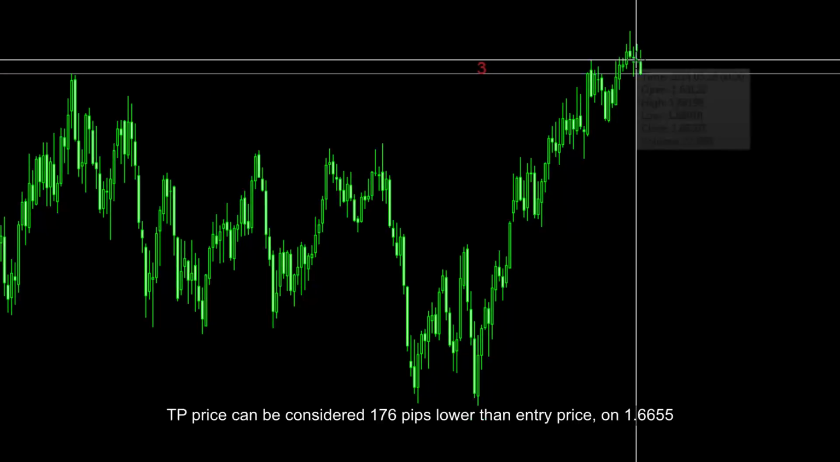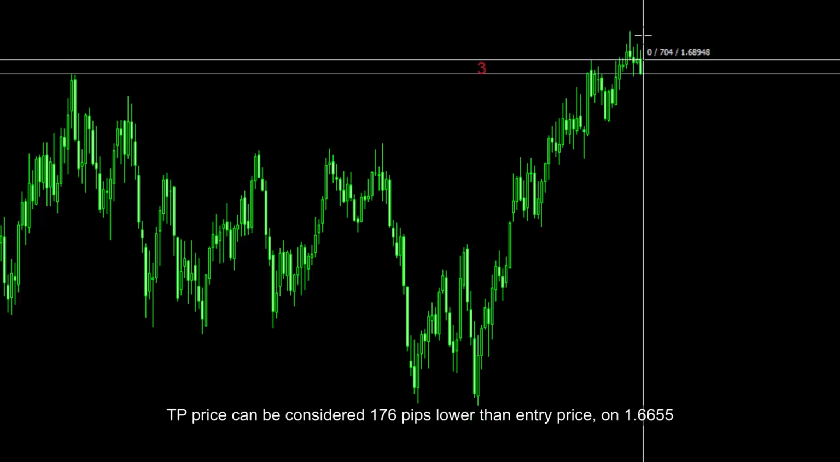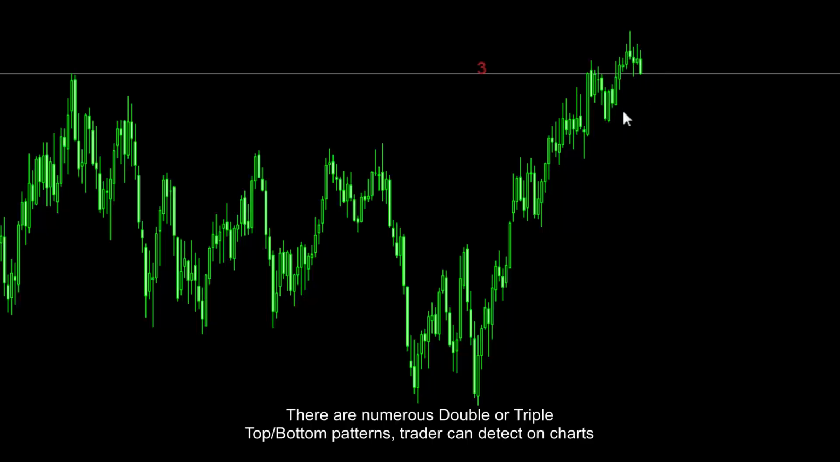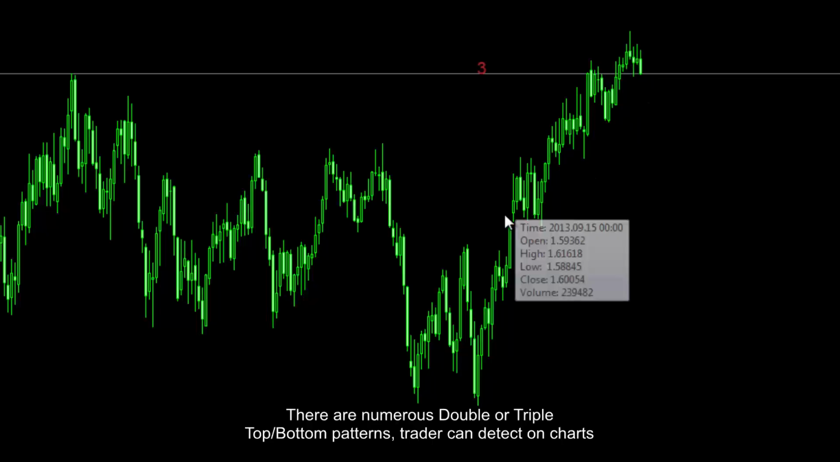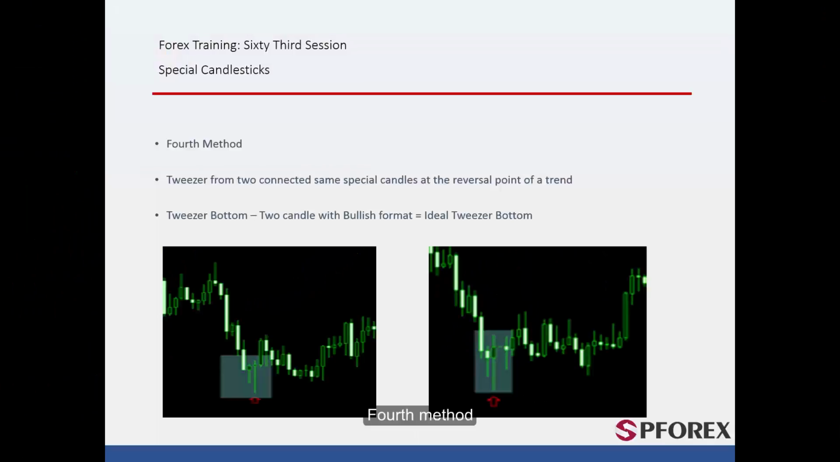TP price can be considered 176 pips lower than entry price on 1.6655. There are numerous double or triple top and bottom patterns a trader can detect on charts. Fourth method. A trader can utilize tweezer candles to determine pivot points.